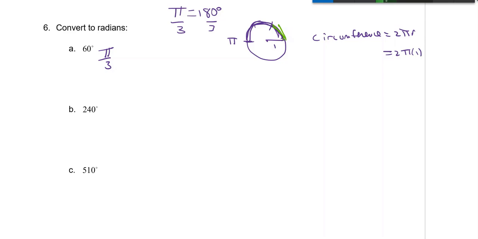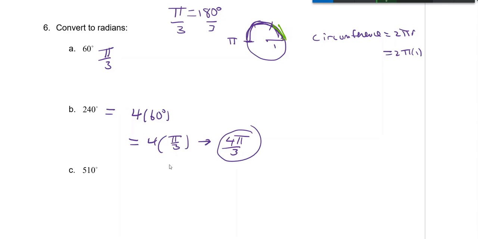For 240, the easiest way to handle it is to put it in terms of an angle that you know, an easy multiple of 60. Always try to write these as a multiple of 30, 45, 60, 90, something that you already know that's easy to come up with. This is 4 times pi over 3, which is typically written as 4 pi over 3, although you could leave it like that if you like. So there are those two answers.